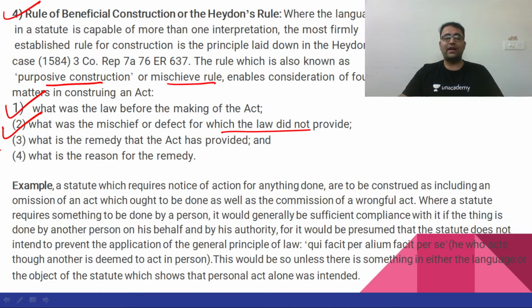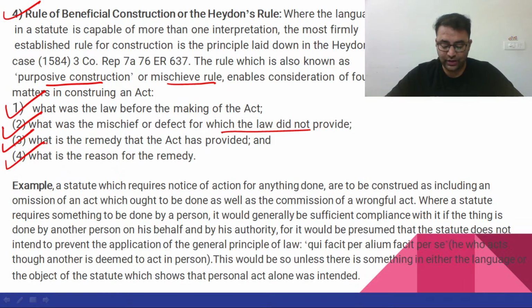Then what is the remedy that the Act has provided? So what is this new law that has come in which is being interpreted, and what is the remedy that is being provided? And what is the reason for providing such a remedy? So these four questions you need to ask whenever you are interpreting something as per the rule of beneficial construction or the Hayden's rule. First, what was the law before making this new Act you are trying to interpret? Second, what mischief or defect did that law not provide for? Third, what is the remedy that this new Act has provided, and fourth, what is the reason for such a remedy? So these questions you should ask when you are interpreting the new law.